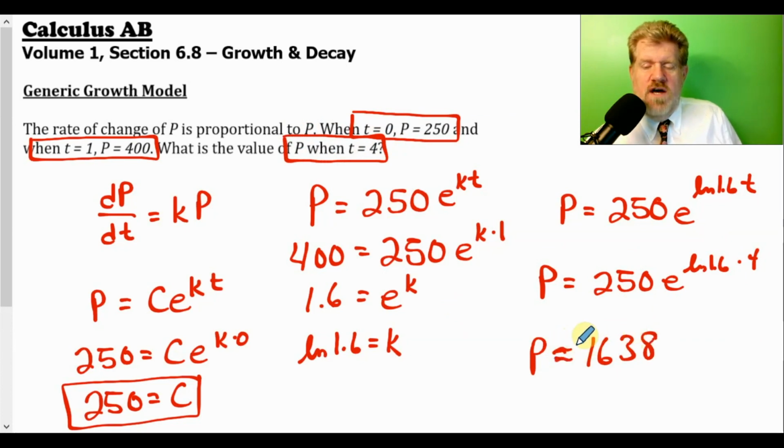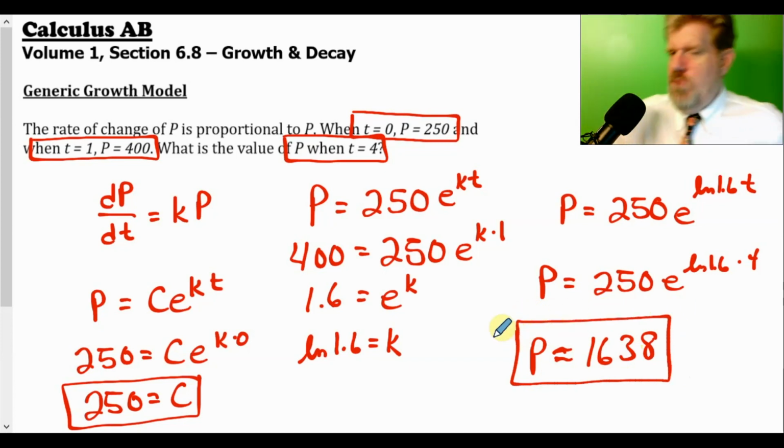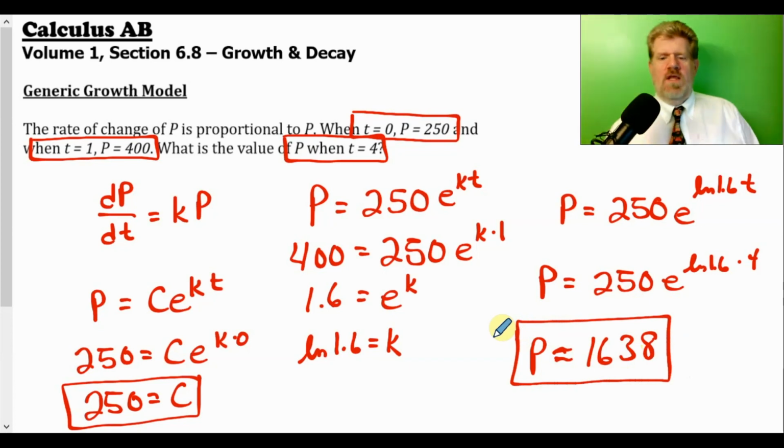There's a decimal involved, but I'm going to keep it as a whole number because I'm assuming my p is population, and so we're not going to have fractional people. We're going to have whole people. So assuming that this rate stays constant in time of 4, call it 4 days, 4 years, 4 months, there will be this much, starting with 250. So 2 steps. Find our initial starting value, find our constant of proportionality. Once you have the formula, we can do anything we want with it.